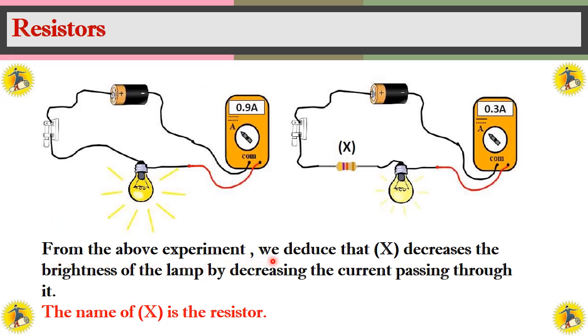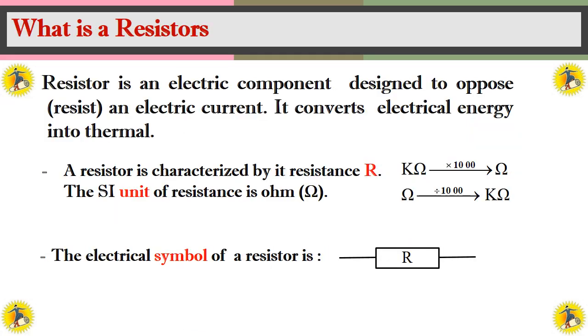From the above experiment, we deduce that X decreases the brightness of the lamp by decreasing the current passing through it. The name of X is a resistor. A resistor is an electric component designed to resist an electric current. It converts electrical energy into thermal energy.